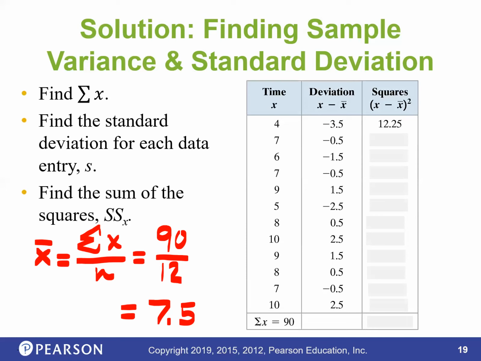This one again, we've done before. 0.5 squared is 0.25. We see the same numbers over and over. 1.5 to the second should give us 2.25. This one is a repeat, already had it before. Hey, that one's a repeat too.